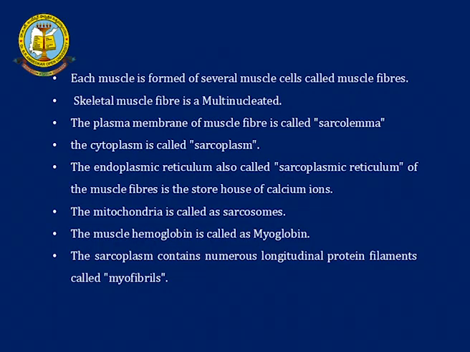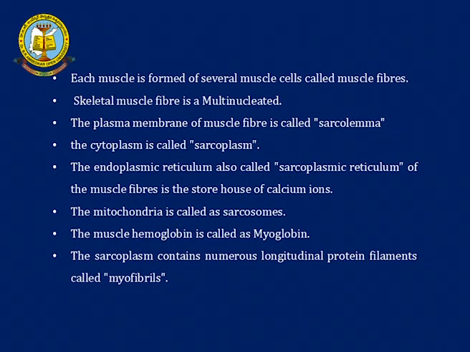Each muscle is formed of several muscle cells called muscle fibers, and the skeletal muscle is made up of multinucleated cells. That means each muscle cell has a number of nuclei. The plasma membrane of the muscle fiber is called the sarcolemma. The cytoplasm, endoplasmic reticulum and other components present in the muscle are named in a different way, which is what we are discussing now.